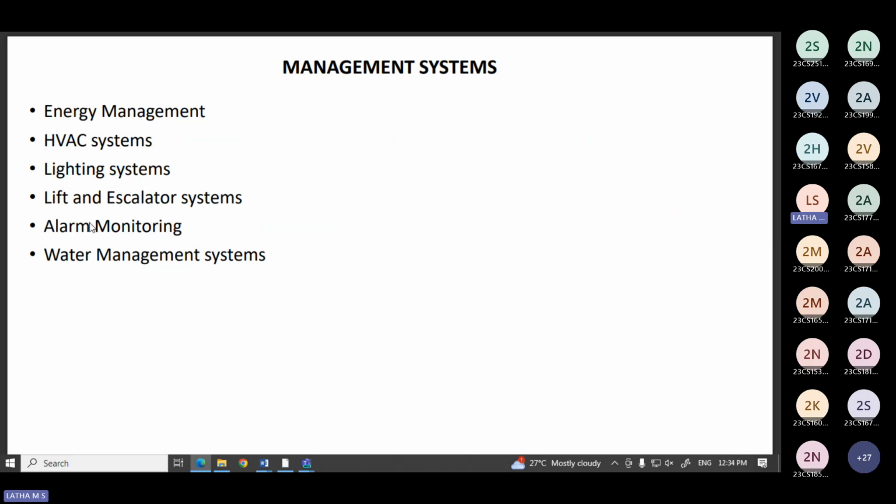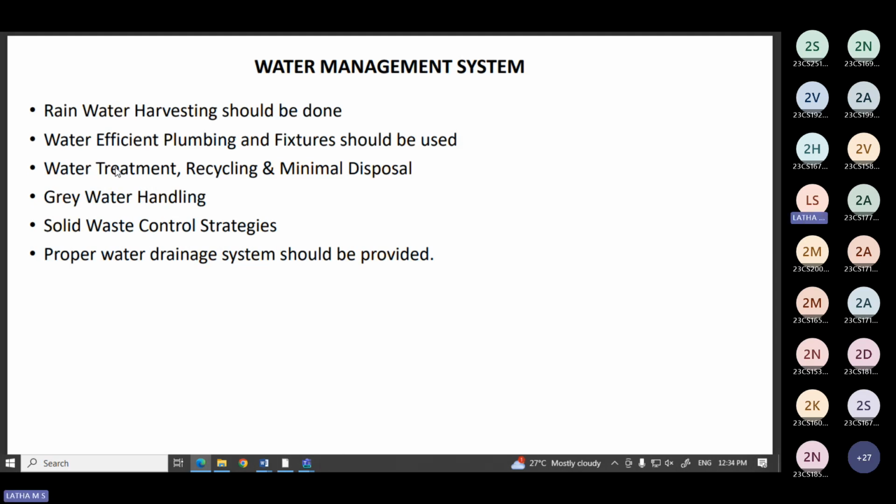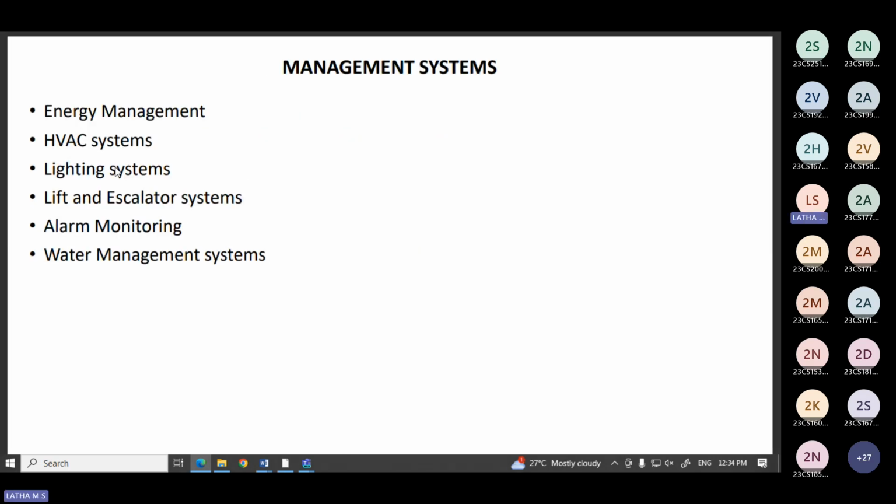Okay. And what are the different types of management systems? That is high voltage automated systems, the lighting system, lift, escalator, and alarm system. All these systems we are using readily. We are using them in Bangalore and at many other places also. In our college also we have most of these facilities.